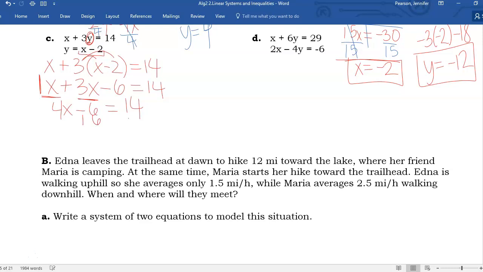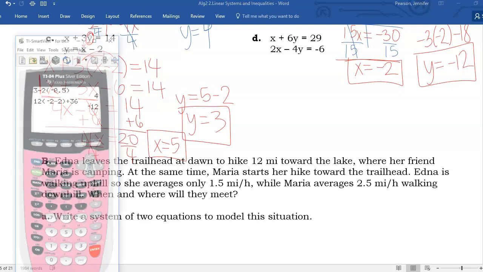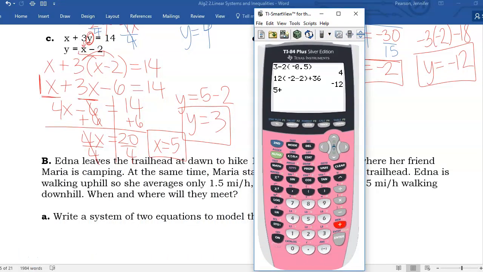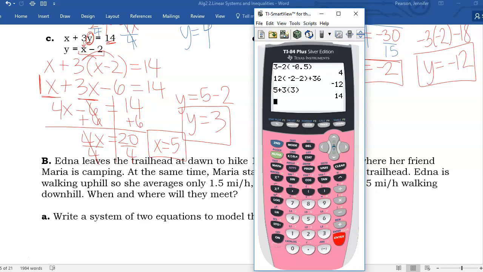How about plus 6 on both sides? And divide by 4 on both sides. And that gives me x equals 5. Okay, we can plug it back in. We'll go right here. 5 take away 2. And I'm going to plug both of those answers into the top equation just to check my work. So if x is 5 and y is 3, I should see 14 as my check, and I do.